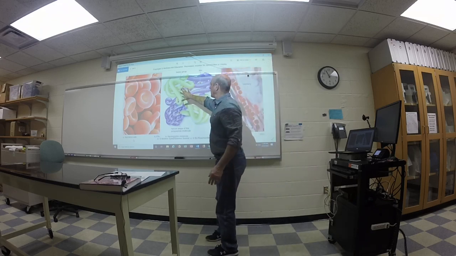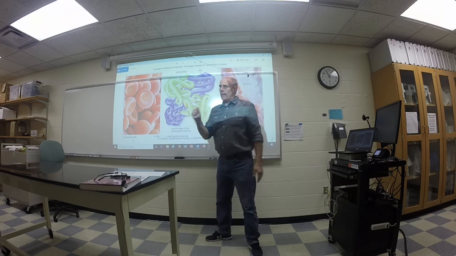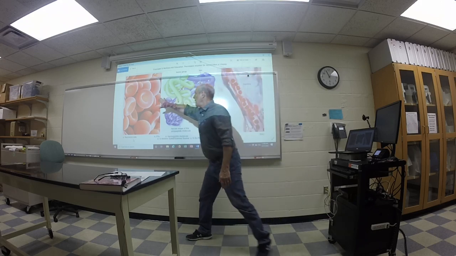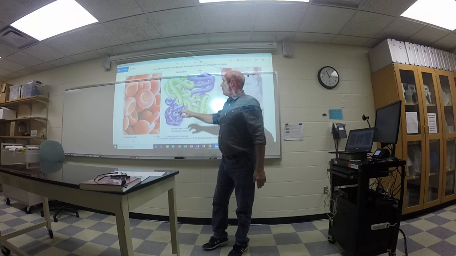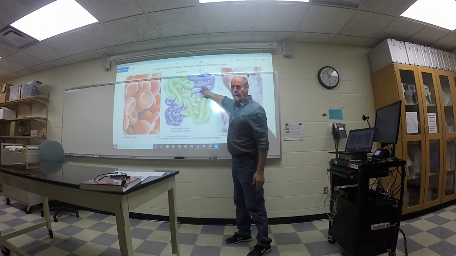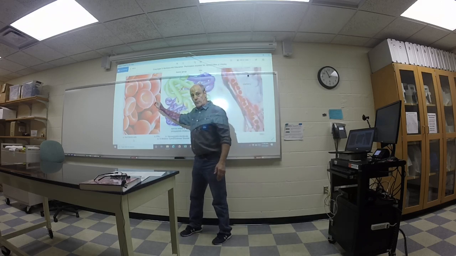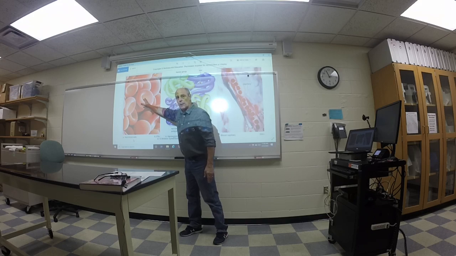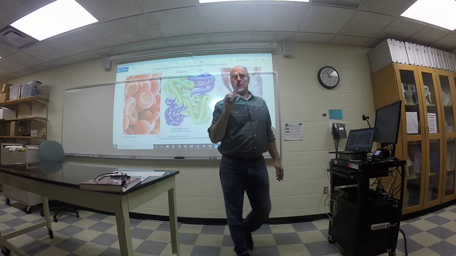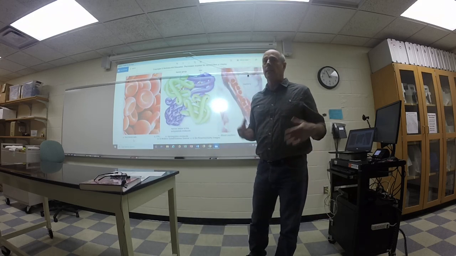Okay, so here's your standard hemoglobin molecule. And in that one blood cell right here, if you open that blood cell up, you would find about 250 million of these hemoglobin molecules inside each of those red blood cells. And again, if you remember, there are 5 million red blood cells in 1 tiny cubic millimeter. So that gives you an idea of the scale of things.